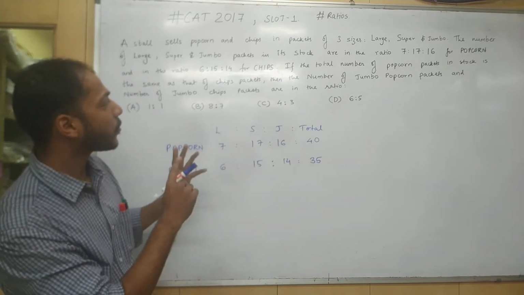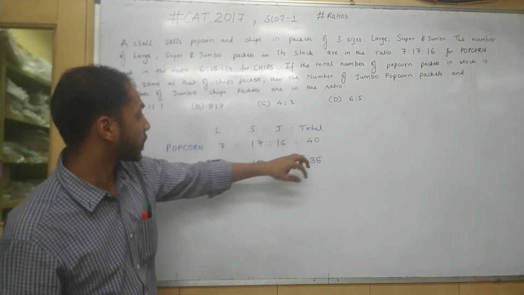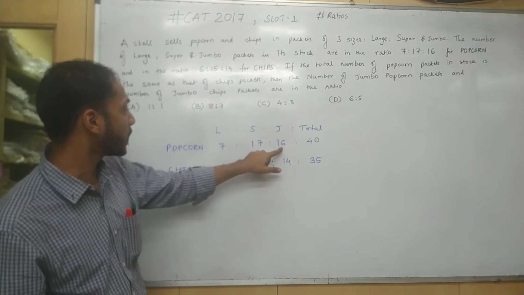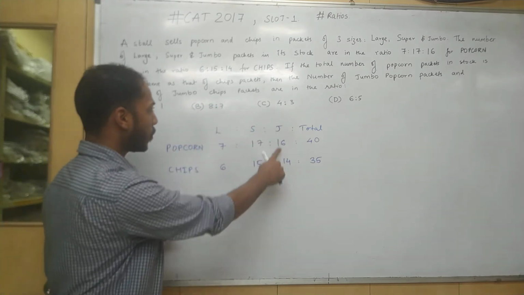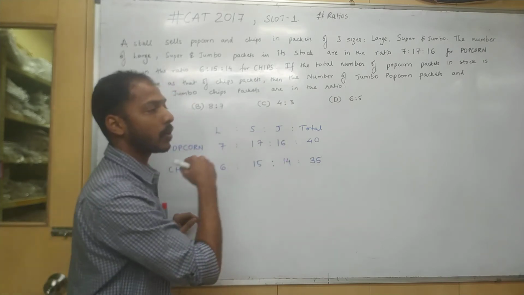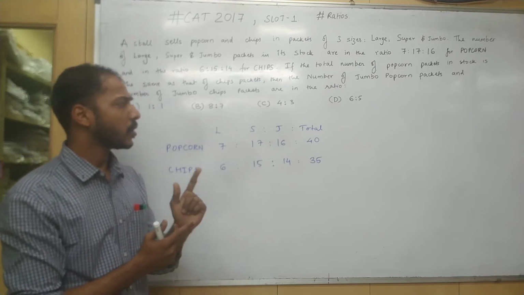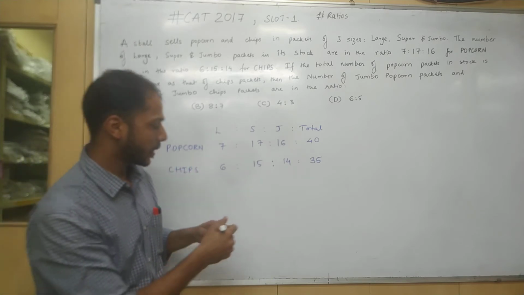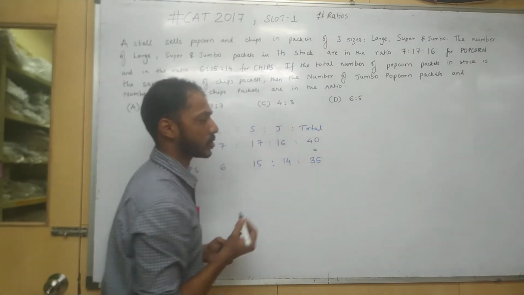Let's move forward and understand what has been asked. Then the number of jumbo popcorn packets and the number of jumbo chips packets are in what ratio? Alright. Now before we go forward in this question, we need to understand we were given one thing, that this total is equal to this total.